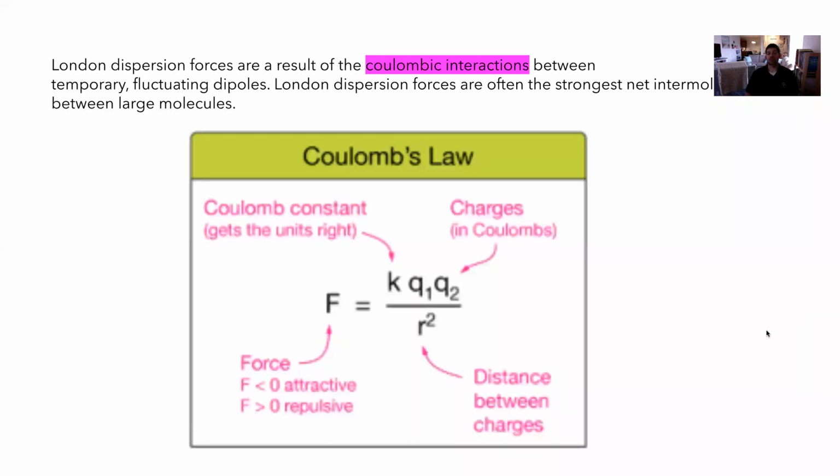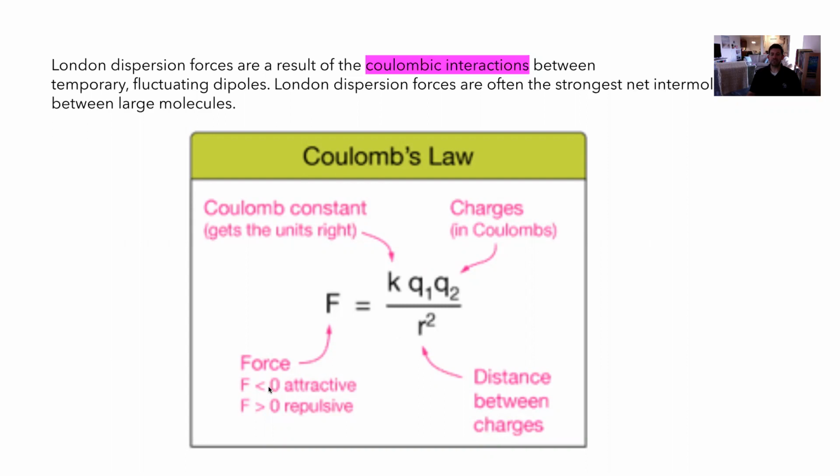So Coulomb's law. London dispersion forces are going to be a result of the Coulombic interactions between temporary fluctuating dipoles. London dispersion forces are often the strongest net intermolecular forces between large molecules. So we want to remember Coulomb's law. The force of attraction is equal to k, which is just a constant we can disregard, times Q1 times Q2: the charge of the nucleus, protons in the nucleus, positive charge, times the charge of the electron, divided by the distance squared.